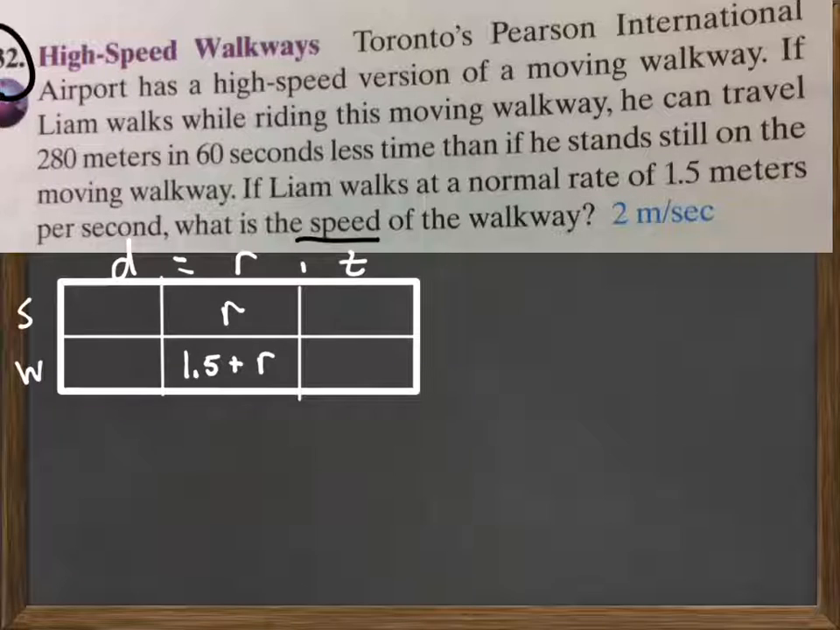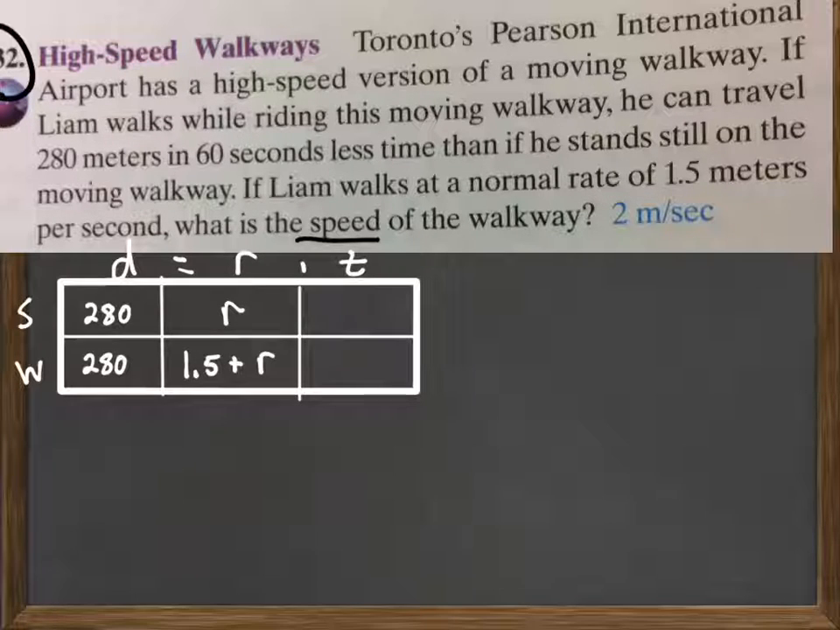Now before I go any further here, you could have also set this problem up with time as your variable, because you know that it took 60 seconds less time. So you could have let one of the times be t, and then the other one would either be t minus 60 or t plus 60, depending on how you set it up. But I chose to go with the rate because that's what we wanted. What we also know here is that the distance both ways is 280 meters.